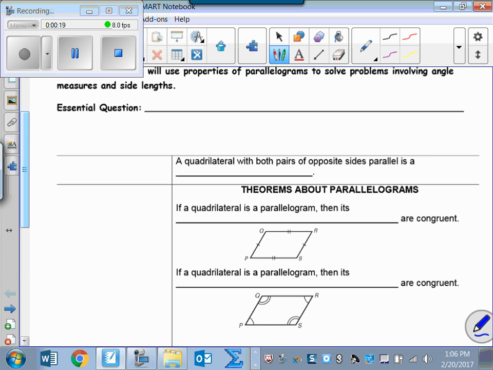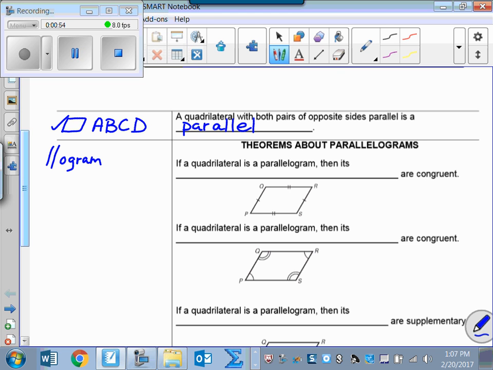You may not know the official definition, so here it is. A parallelogram is a quadrilateral with both pairs of opposite sides parallel. That's what a parallelogram is. Sometimes you'll see the symbol for it like that. So if we wanted to talk about parallelogram ABCD, you might see it written like that. Sometimes you'll see me write it like this. This is nothing official, just my shorthand. But this is typically the symbology you'll see for a parallelogram.